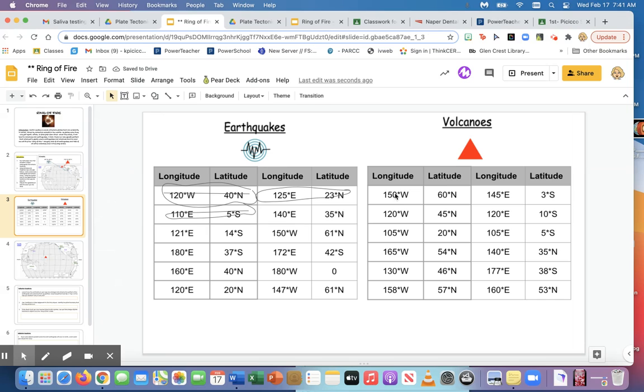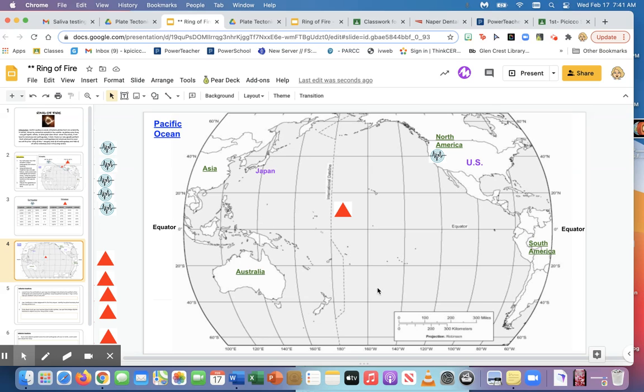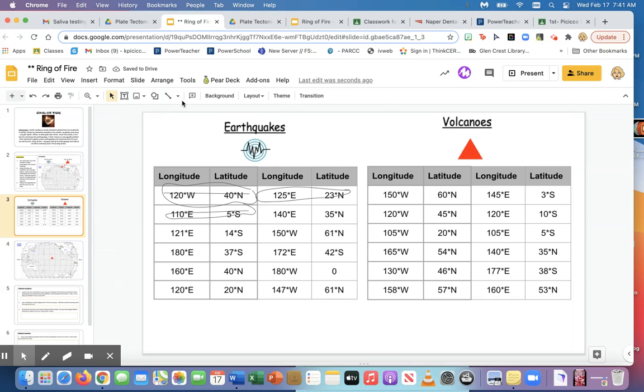Okay, so first I have to look for 150 degrees west. Remember, we've got to start at the bottom. Here's my west over here. And I notice that it goes 120, 140, 160. So 150 has to be in between 140 and 160. So I'm going to go right in the middle there. Okay? So that's my first plot.